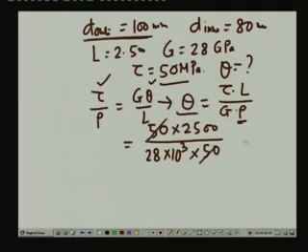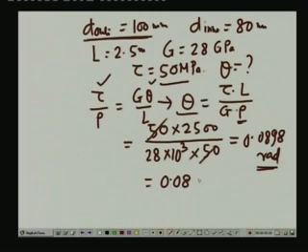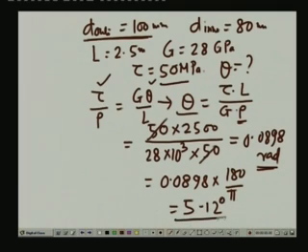So, this gives us a value of theta as 0.0898 radian, and when we compute this in terms of degree, it is 0.0898 into 180 by pi, which gives us 5.12 degree. So, this is the maximum rotation that we can expect when we apply the twisting moment and if we limit our stress to 50 MPa.